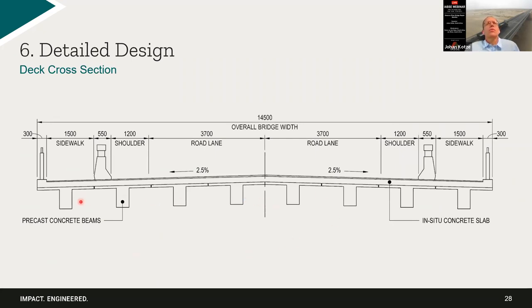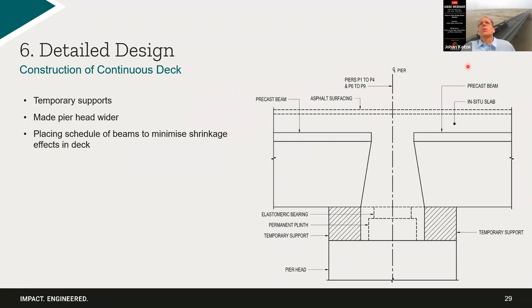This is just a section of the deck cross section with the precast beams, normal T beams with a thin slab forming the T, and then the in situ slab on top. So when we made it precast beams, we wanted to make it continuous. We provided temporary support in this area with the wider pier head. And at the end of the deck, we made it slightly skewed to have a better shear transfer in this area between the deck and in situ concrete. So the deck is placed on the temporary supports, and the in situ portions are cast at a later stage.